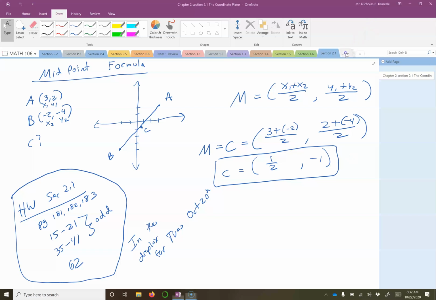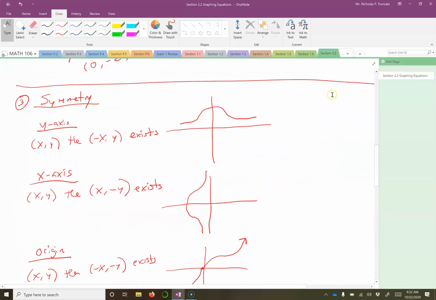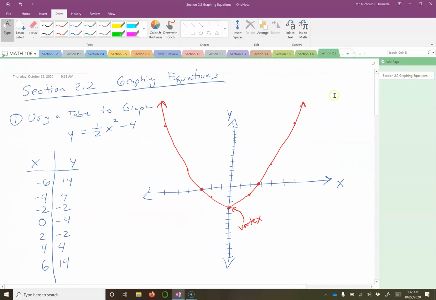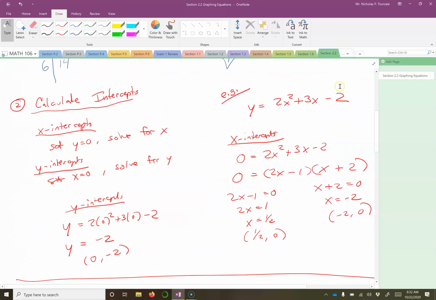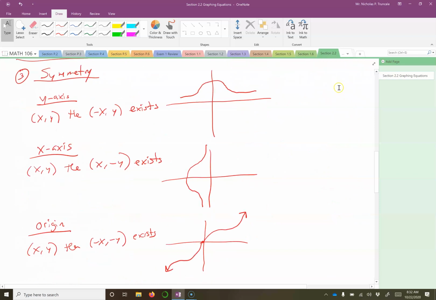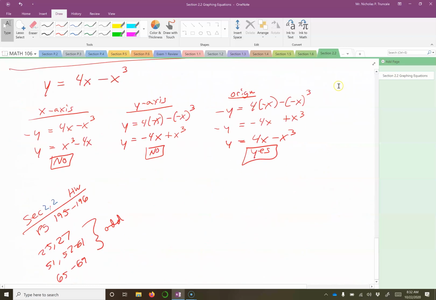2.2 was on creating graphs, if my notebook will let me go to it. Creating graphs if you're given x coordinates, right? So you have to calculate the y coordinates and then make the graph, figuring out intercepts, and then testing for symmetry. So would anyone like me to go over any homework problem? Yes, sir. 61 in section 2.2.